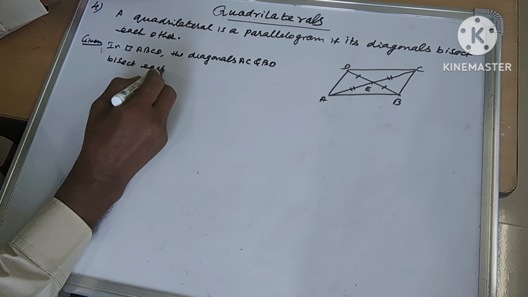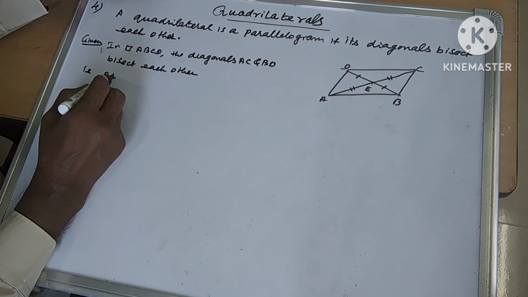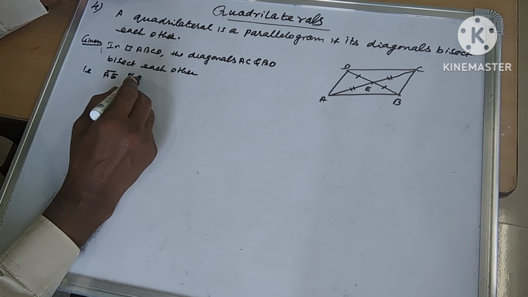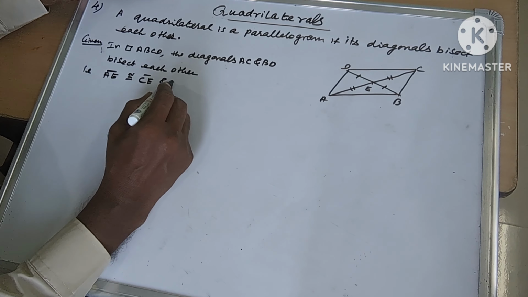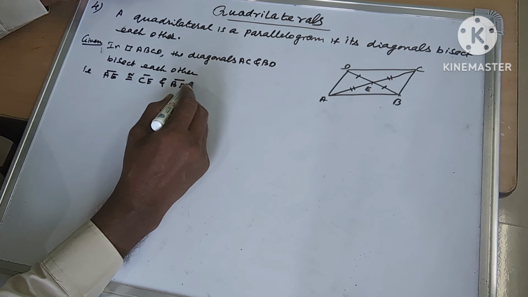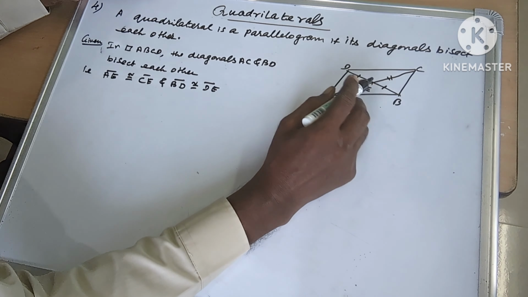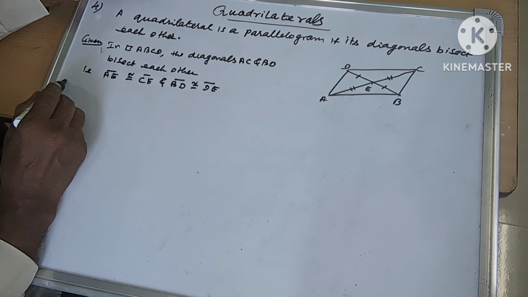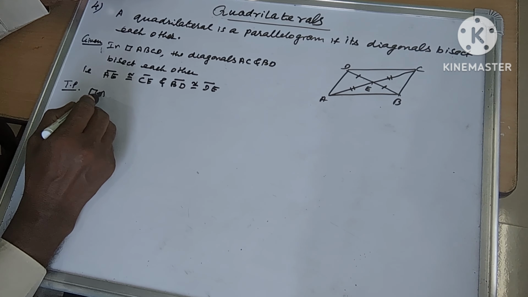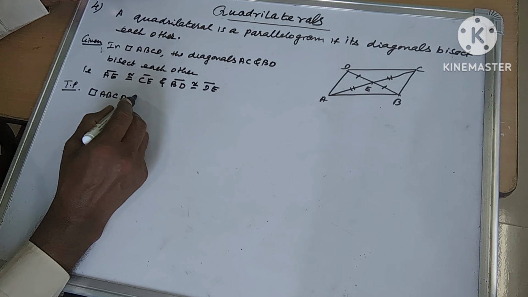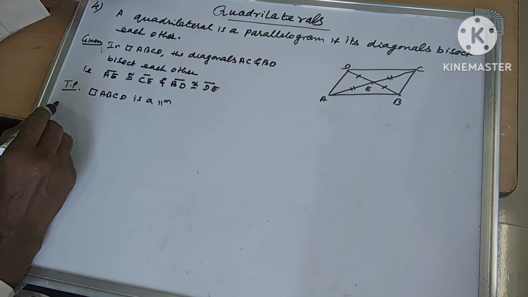Bisect each other. That is, segment AE is congruent to segment CE, and segment BE is congruent to segment DE. So these two are congruent. To prove: quadrilateral ABCD is a parallelogram.